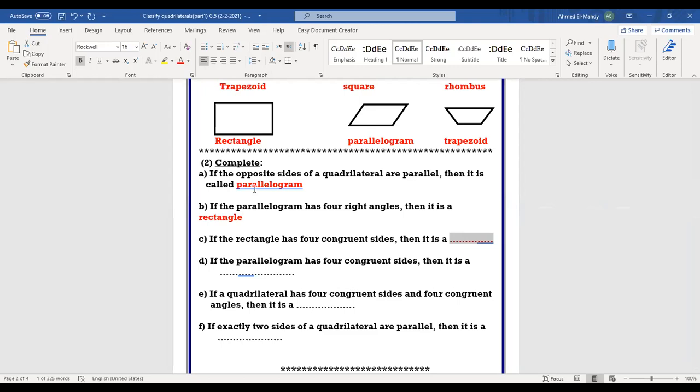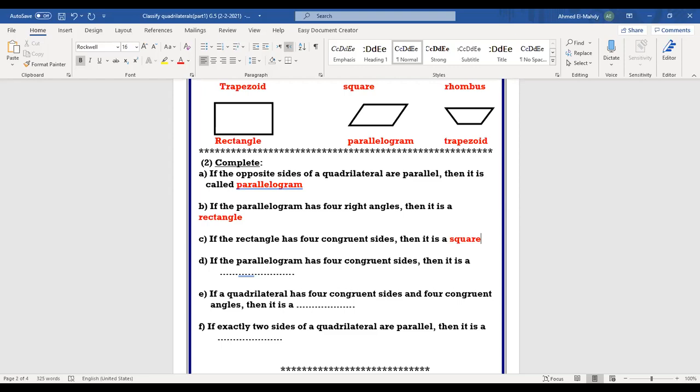C. If the rectangle has 4 congruent sides, has 4 equal sides, it will be a square. Like the rectangle but with 4 equal sides, it will be a square. Thank you, Ashlok. The next one.